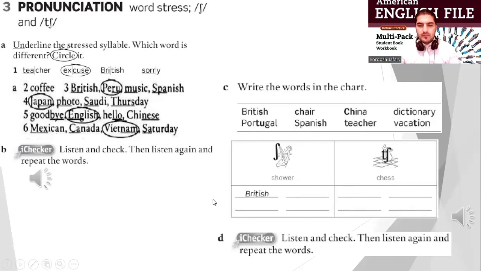File 2A. Pronunciation. D. British. Dictionary. Spanish. Vacation. Chair. China. Portugal. Teacher.